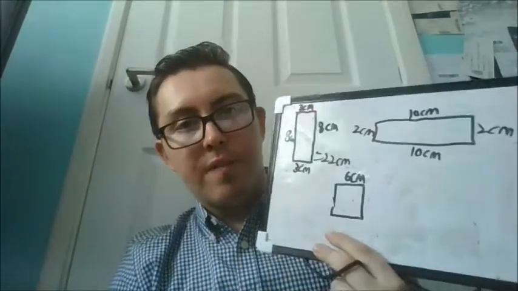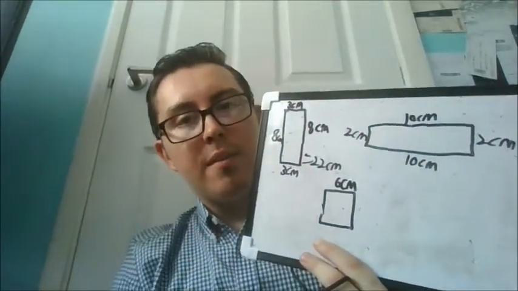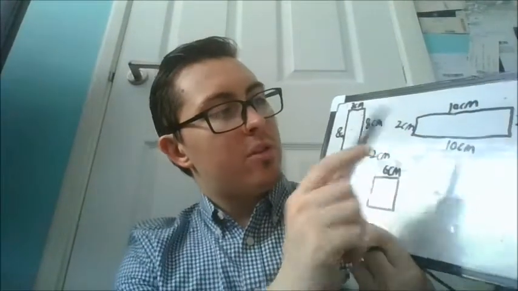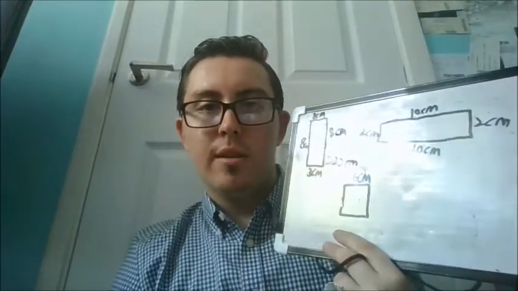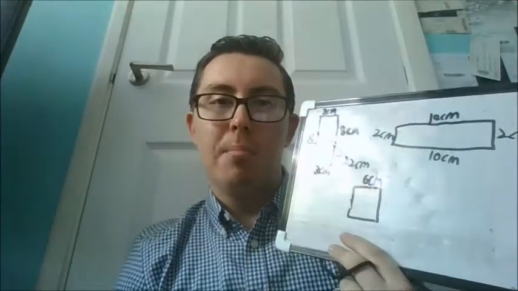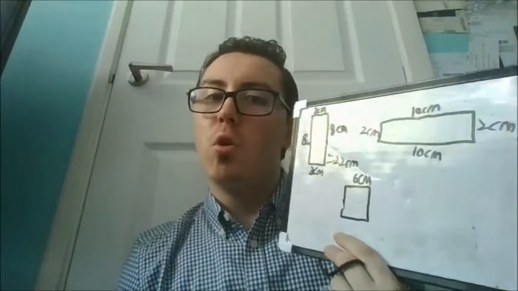Let's add the big numbers first, that'll be easier. 10 add 10. Simple enough, 10 add 10 is 20. And we have 2 plus 2. 2 add 2 is 4. So we have 20 plus 4. 20 plus 4 is 24.